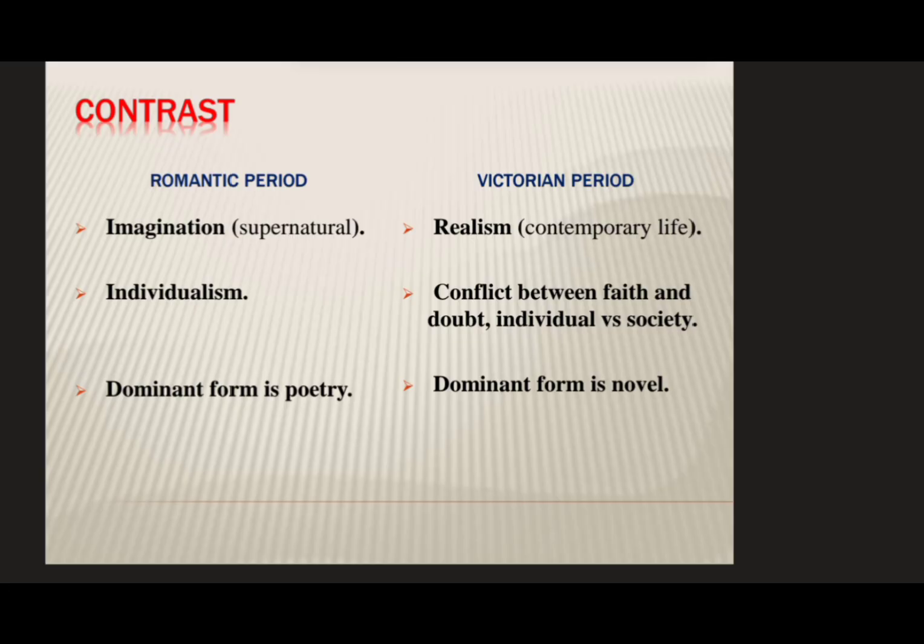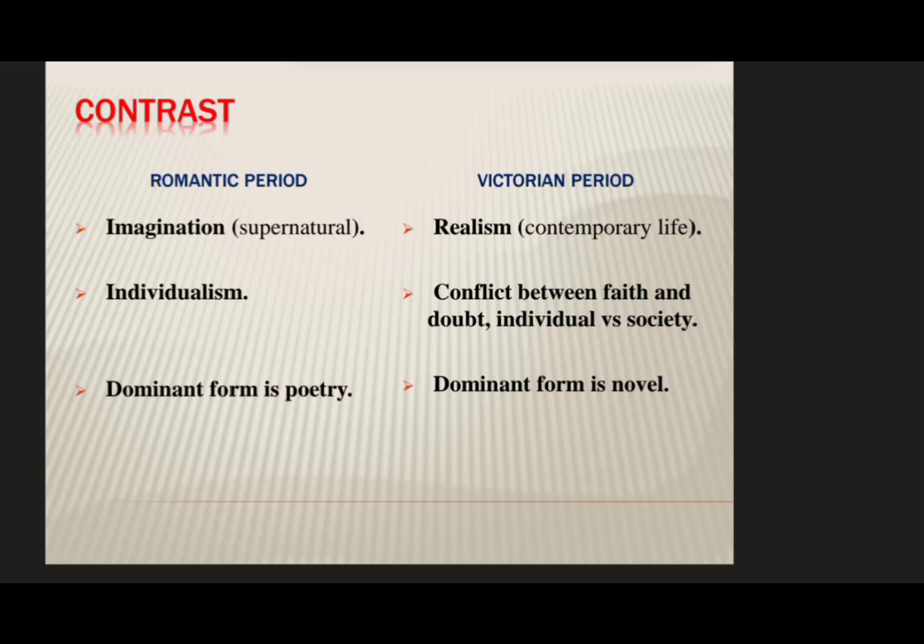And the third point, when we come to the form of literature: in the Romantic period, the dominant form of literature is poetry. But in the Victorian period, the dominant form of literature is the novel. The novel had already started flourishing from the Augustan age, and now it is at its peak in the Victorian period.